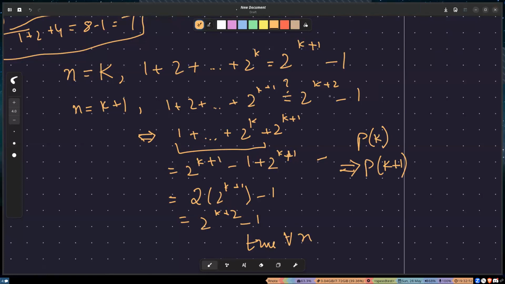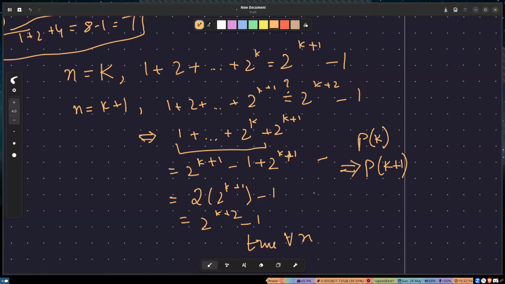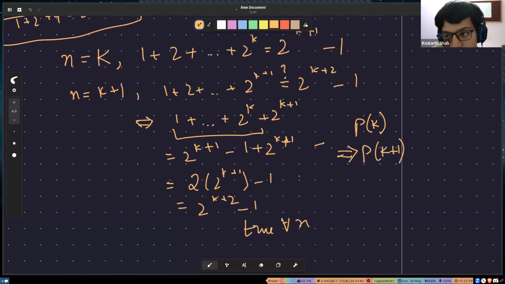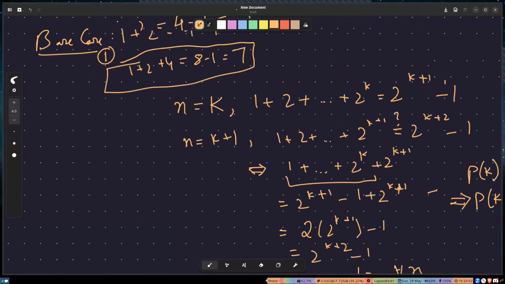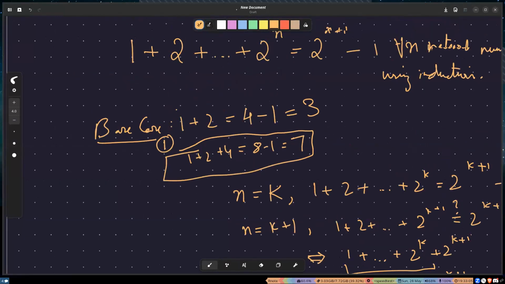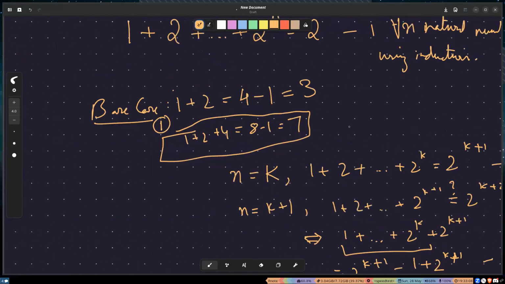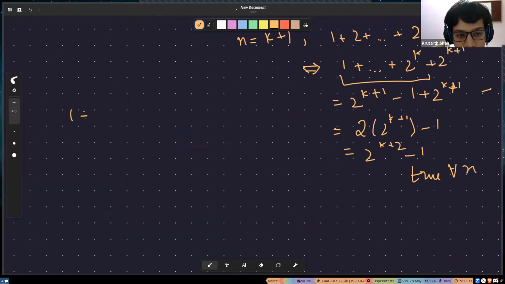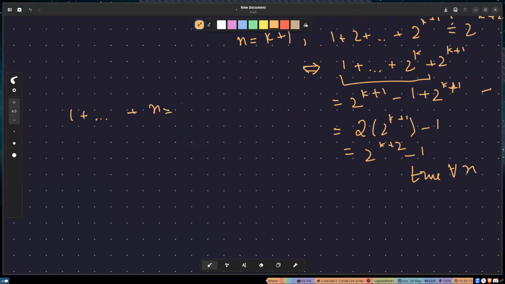Can we do something different to show that induction indeed works? The question is: prove that the sum of the first n natural numbers is equal to not n into n plus 1 divided by 2, but n plus 1 divided by 2. So 1 plus 2 plus up until n is equal to n plus 1 divided by 2. Well, this is not true, but let's just do it so that we know that induction works.